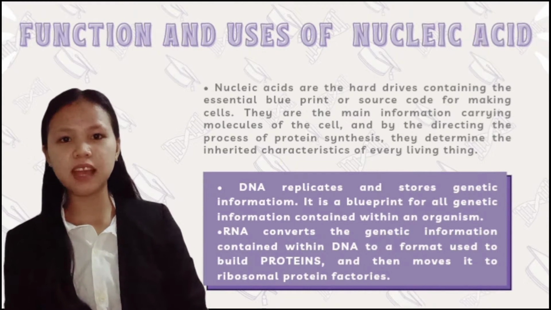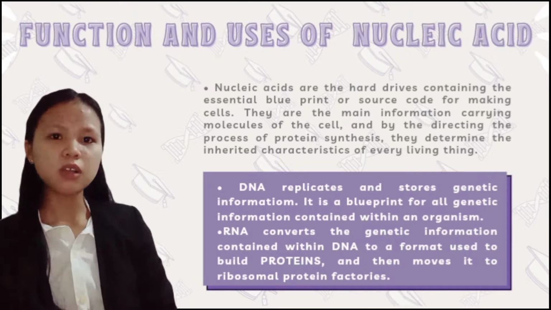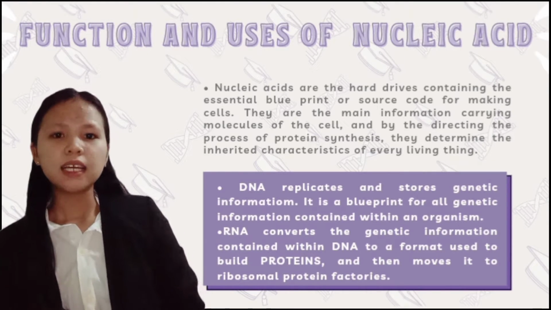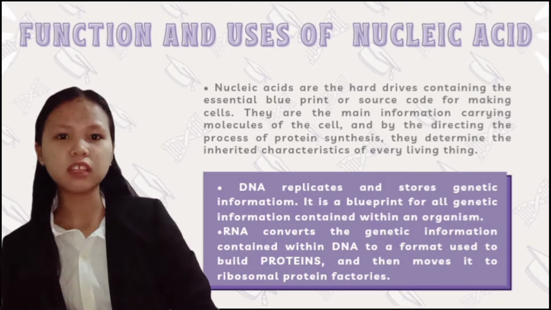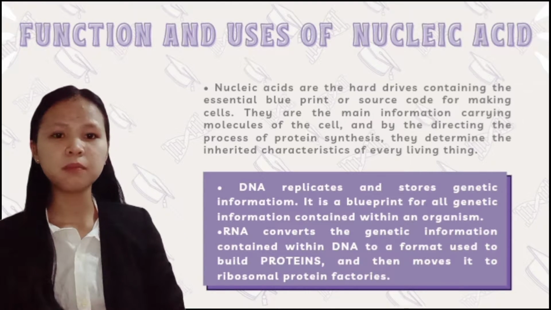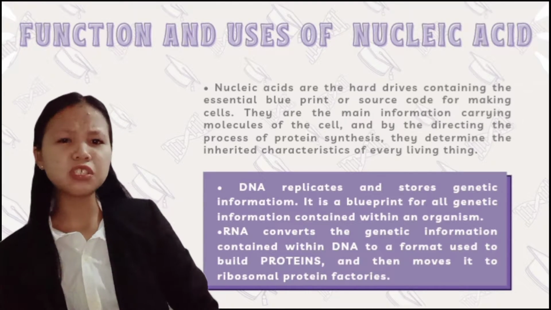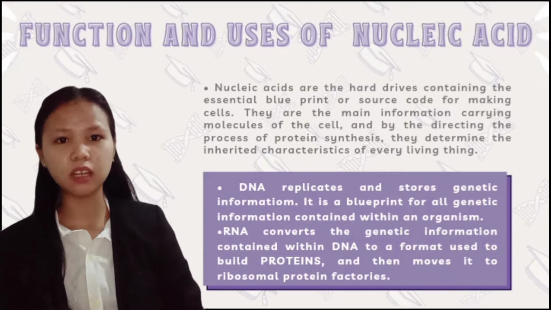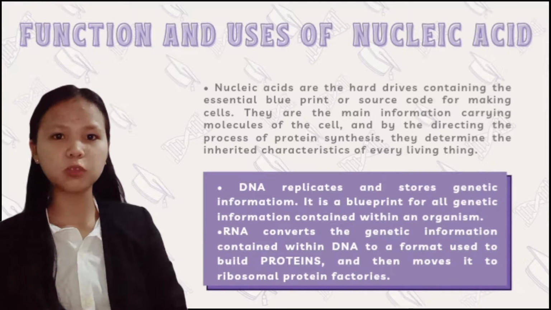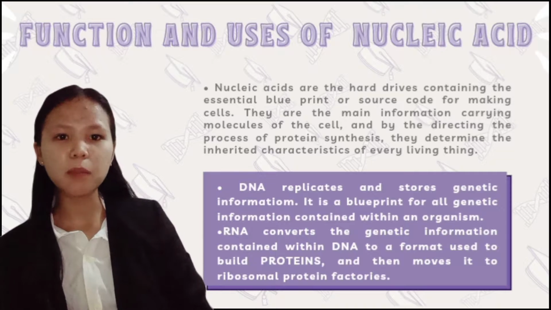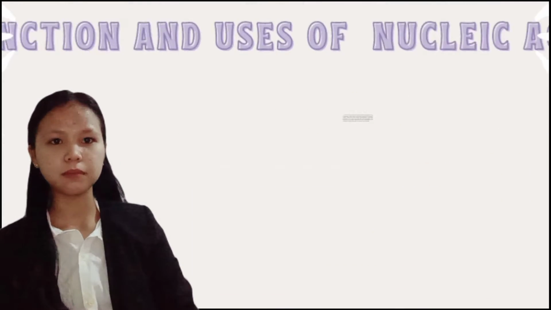To further understand that, DNA replicates and stores genetic information. It is a blueprint for all genetic information contained within an organism. Then, RNA converts the genetic information contained within DNA to a format used to build proteins and then moves it to the ribosomal protein factories.